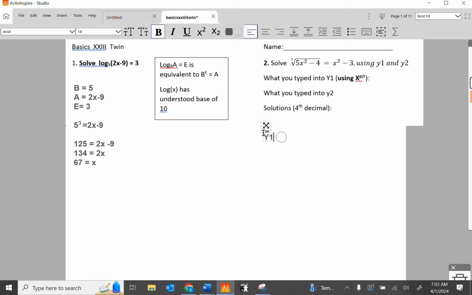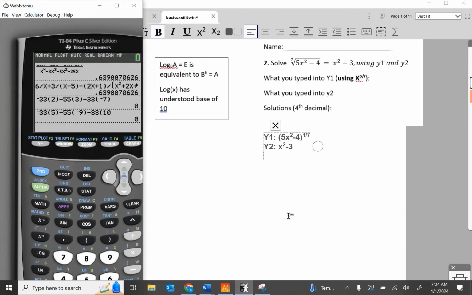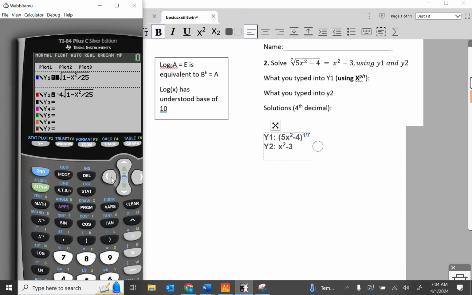Anyways, in y1, I'm going to take everything on this side of that radical, wrap it in a set of parentheses, and raise it to the 1/7, because that is a 7. y2 is simply going to be the right-hand side. And I'm going to push some buttons in a calculator. These are kind of interesting looking graphs. But it's not a hard question.